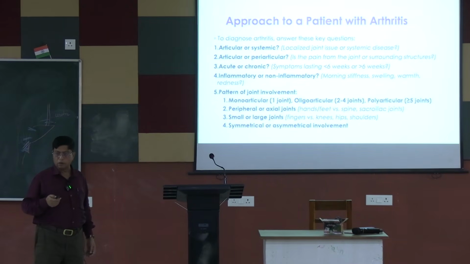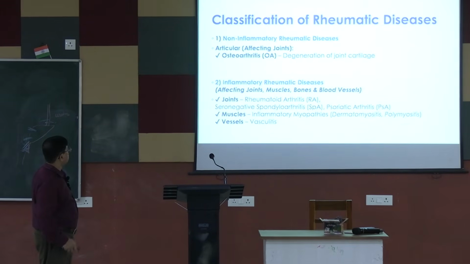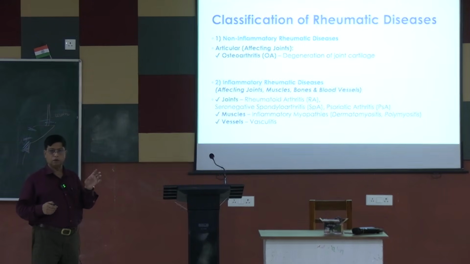So, joint pain is not arthritis. If only the joint structures are involved, we call it classification of rheumatic diseases. We can classify diseases as inflammatory and non-inflammatory. A classical example of a non-inflammatory rheumatic disease is osteoarthritis. The name signifies it is non-inflammatory, meaning you will not get the signs of inflammation. Whether it is osteoarthritis of the knee or of the finger, you will not get the signs of inflammation.